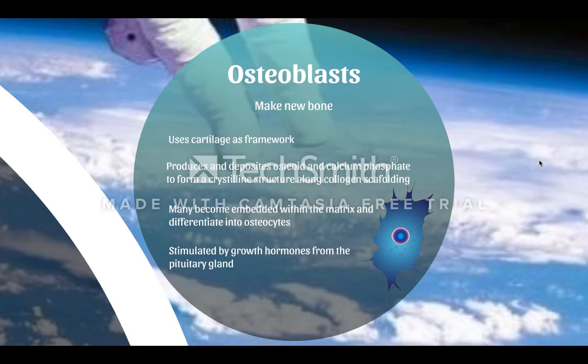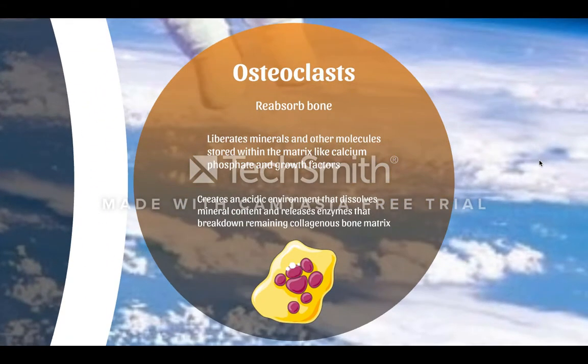On the other hand, osteocytes also regulate osteoclasts, which are your bone breakers, or less scarily said, your bone reabsorbers. Bone serves as a reservoir for a whole bunch of minerals and other important molecules that are important for biological functions. And these osteoclasts liberate these minerals and molecules stored within the matrix, like calcium phosphate and growth factors. And they do this by creating an acidic environment between the underside of the cell and the surface of the bone that dissolves the mineral content. Then they'll release enzymes that break down the remaining collagenous bone matrix.